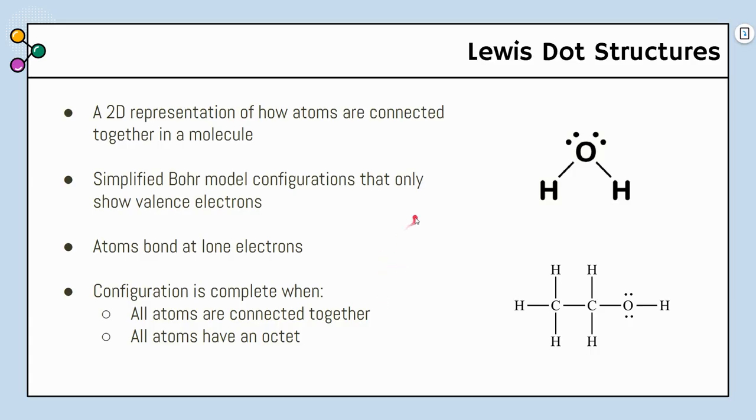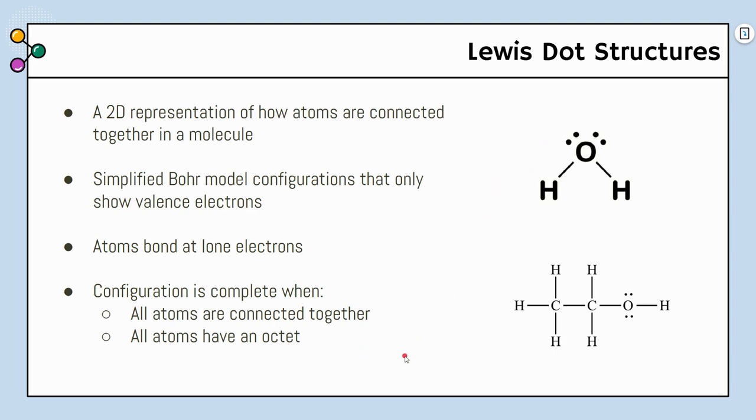Remember that Lewis dot structures are just two-dimensional representations of how atoms are connected. So if I look at this molecule on the right, H2O, it gives that water molecule on a flat plane. These are simplified Bohr model configurations, so we're only talking about the valence electrons. And remember that atoms only bond at the lone electrons. So we can still have these pairs of electrons, they just kind of hang out on the atoms.